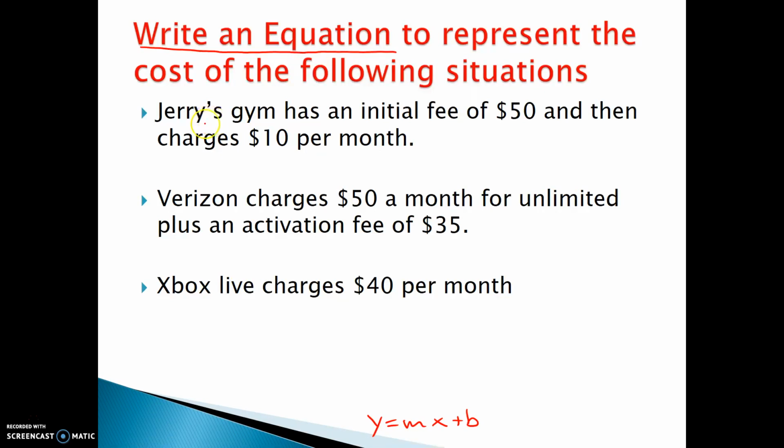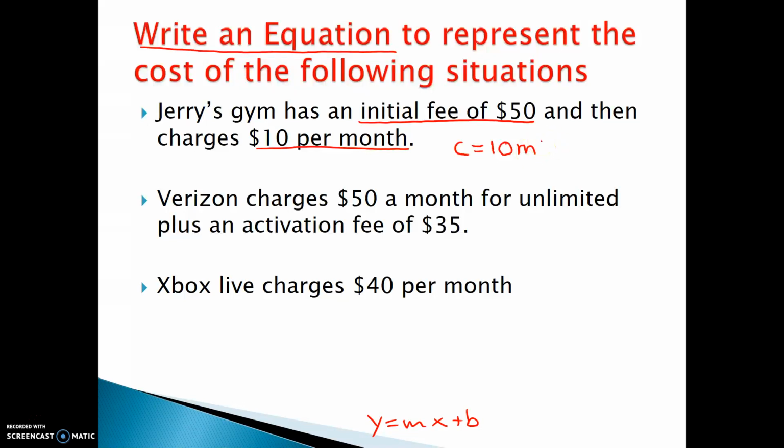So the very first one here says Jerry's gym has an initial fee, so that's going to become very important, of $50, and then charges $10 per month. So how much is it going to cost me? Now again, that's the grand total at the end, so that's actually going to be my y. So I'm going to use C for cost. My cost is going to equal, well, how much did they charge? Remember, the mx is the per part, $10 per month. So it's going to be 10. I'm going to use m for per month, so that reminds me that it's $10 per month.